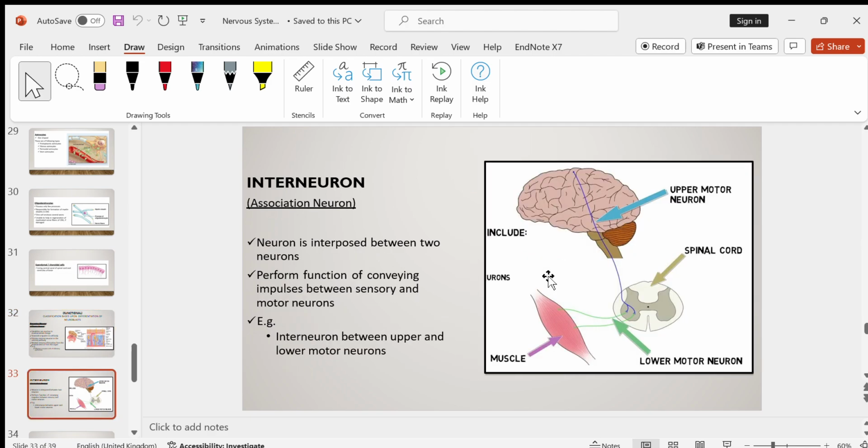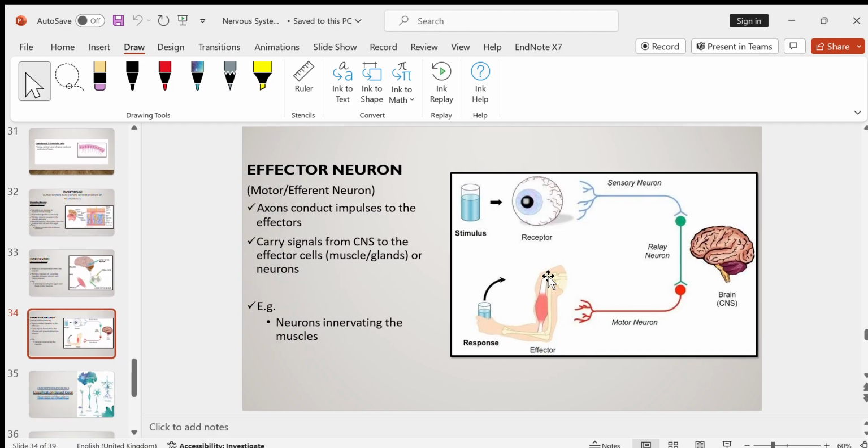Next is the interneuron. The interneuron connects the receptor neuron and the effector neuron. Last one is the effector neuron or the motor neuron. Here, axons act as effectors and they carry signals from the CNS to the effector cells, that are the muscles or glands.